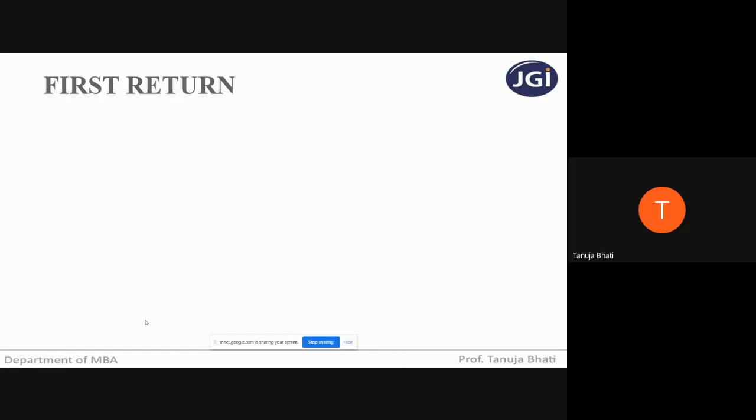Next is the first return. Now let us understand what is the first return. We have seen what is the final return. When you are finally going to surrender or your registration is going to be cancelled, you're going to file the final return. Now what is the first return under GST? Students, every person who becomes liable for registration, once his turnover crosses the threshold limit, can apply for registration.